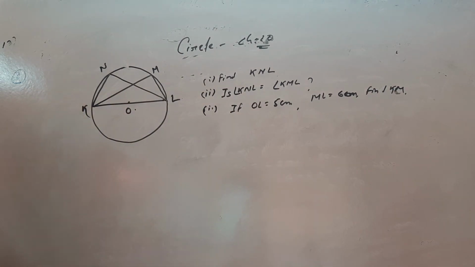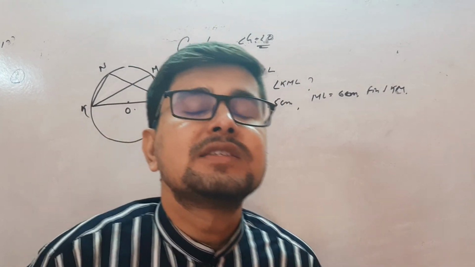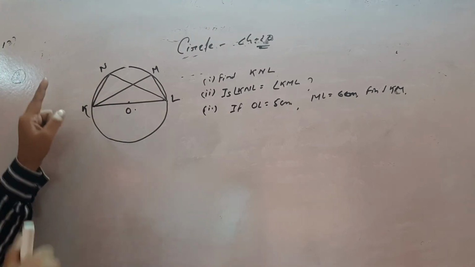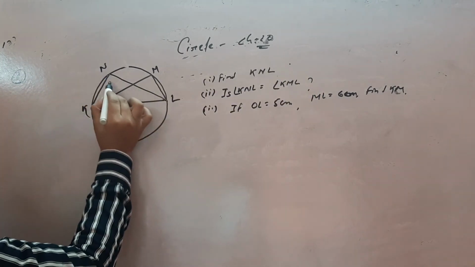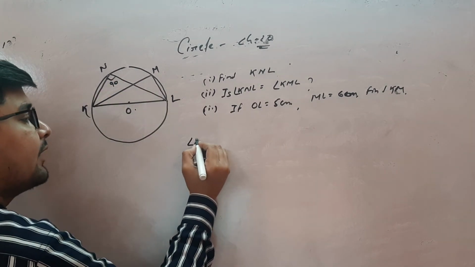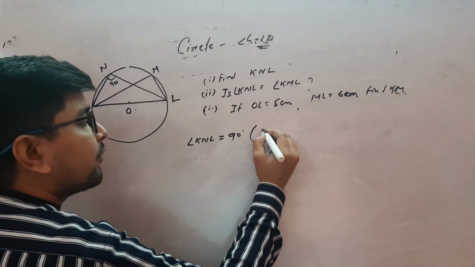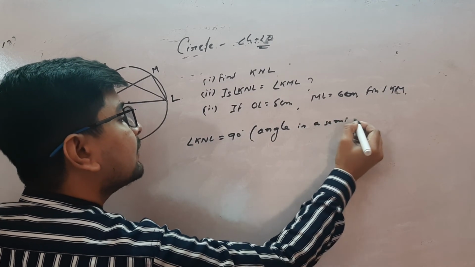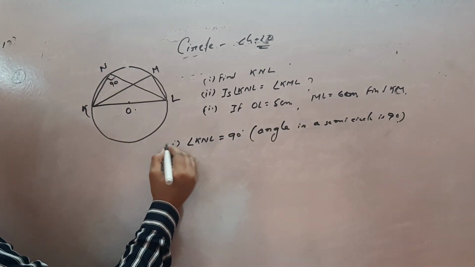Before we start, we know our first theorem: the angle in a semicircle is 90 degrees. See the line drawn from the center and touching the circumference. That means find angle KNL. So angle KNL is 90 degrees because the angle in a semicircle is 90 degrees. So we write down angle KNL equals 90 degrees. Reason: the angle in a semicircle is 90. Done. Part 1 completed.